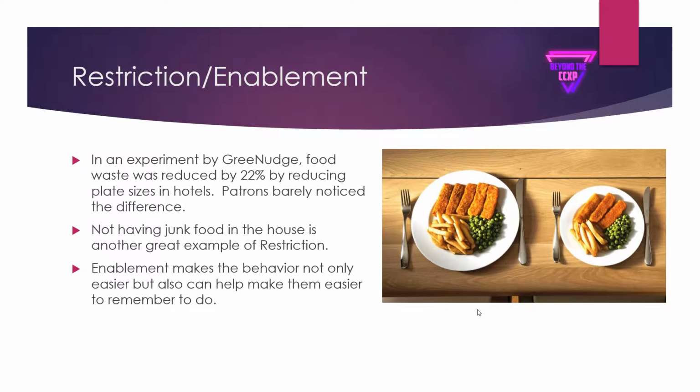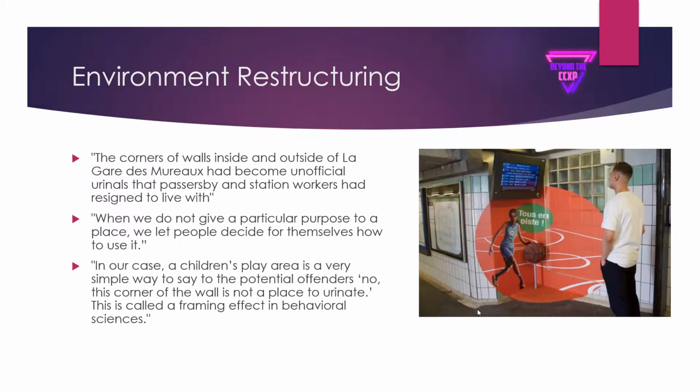Then we have restriction and enablement. So in an experiment by Green Nudge, food waste was reduced by 22% by reducing plate sizes in hotels. And the great news is patrons barely noticed the difference, and their satisfaction scores were still the same. So this is a great example of restricting. Not having junk food in the house is another great example. On the flip side of this, enablement makes the behavior not only easier, but can also help make them easier to remember to do as well. And so you can just think of enablement as being the opposite of restriction. Having a support group, that kind of thing, would be another great example of enablement.